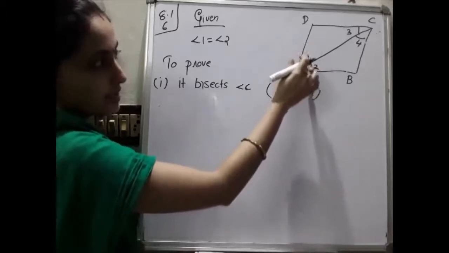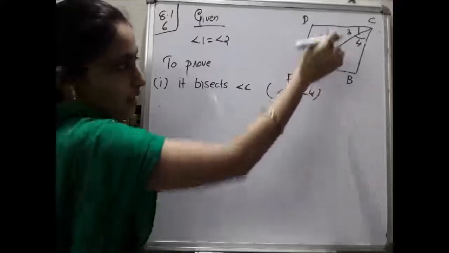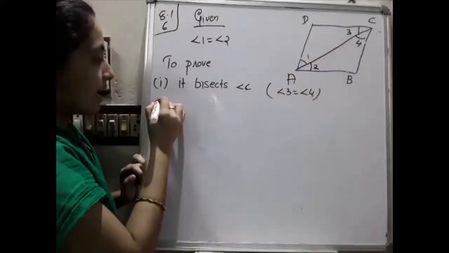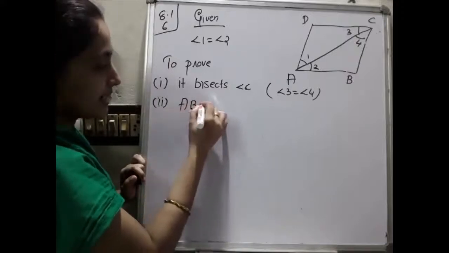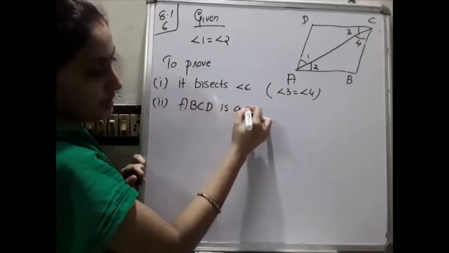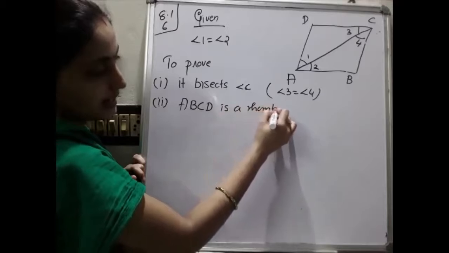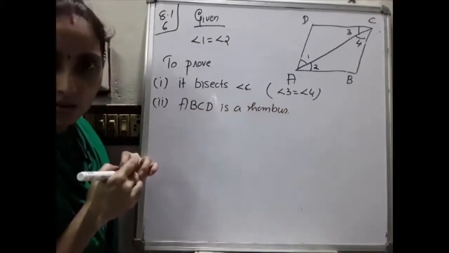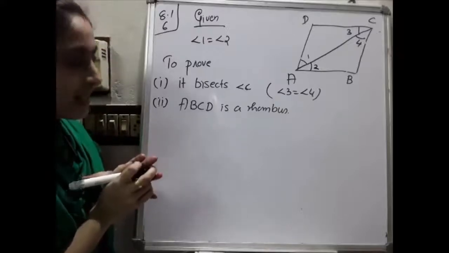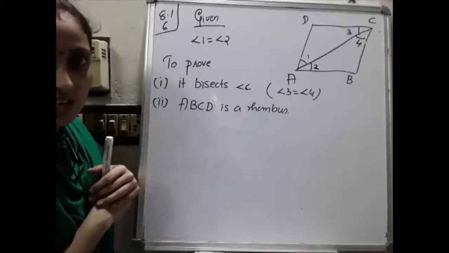This bisect means angle 1 is equal to angle 2. We have to prove angle 3 is equal to angle 4. And one more condition we have to prove: ABCD is a rhombus. In this question we are not applying the congruence. We are directly saying that it is a rhombus. So shall we start? Yes.